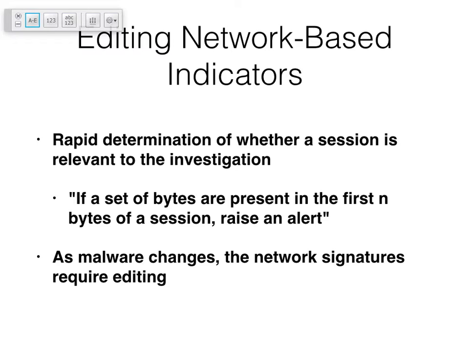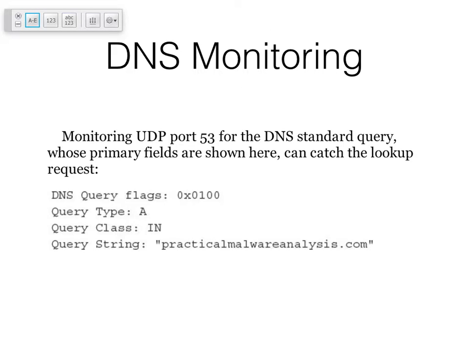And so then your network-based indicators. You're trying to find something that will rapidly tell you whether a session is relevant. Now you can just look for a set of bytes present in the first few bytes of a session in the packet, but if you do that, the signatures might require editing. DNS monitoring is usually fast and efficient, very nice, much nicer than trying to look for a certain pattern of bytes, just look for certain domain names.